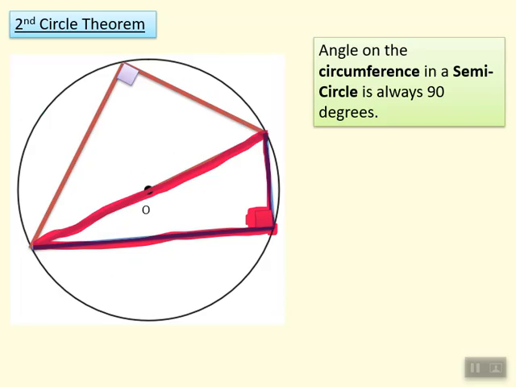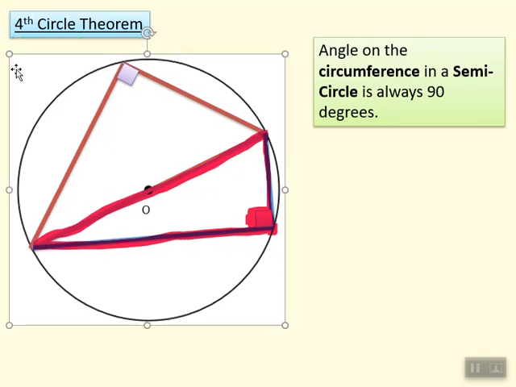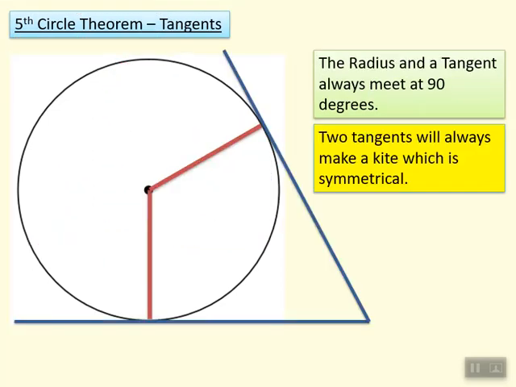Okay, this is wrong, sorry. Okay, sorry, that was circle theorem number 4, by the way. Okay, circle theorem number 5. Okay, now this is just another thing that you need to remember.